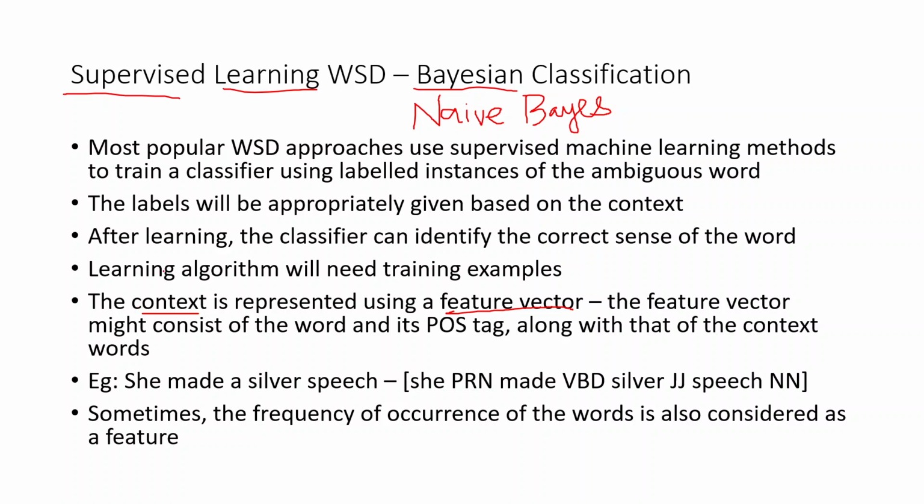So how can you represent a context as a feature vector? The feature vector might consist of the word and its POS tag, along with the context of the words. For example, "she made a silver speech". You can represent this as: she is the word along with pronoun as its part of speech tag, made is a verb, silver is an adjective and speech is a noun. So this is one way of describing this word.